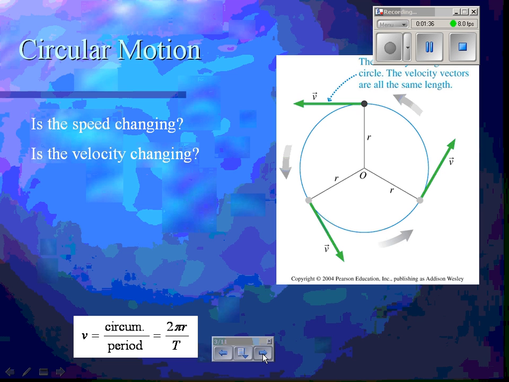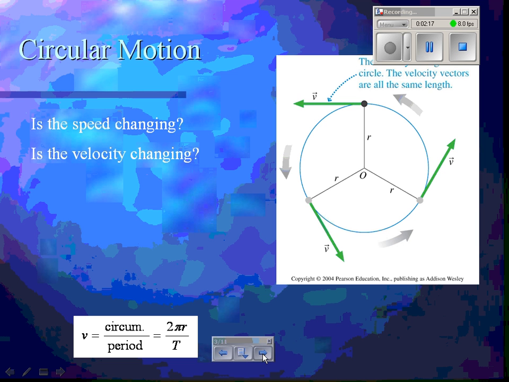Okay, so we've already talked about this. Is the speed changing? No. Is the velocity changing? Yes. And you can actually calculate a velocity in meters per second by taking the distance around the circle, the circumference, which is 2 pi r, divided by the period, the time it takes for something to go around once. This is kind of like momentum, where we abbreviated momentum with P. Well, period, P-E-R-I-O-D, we abbreviate with capital T.